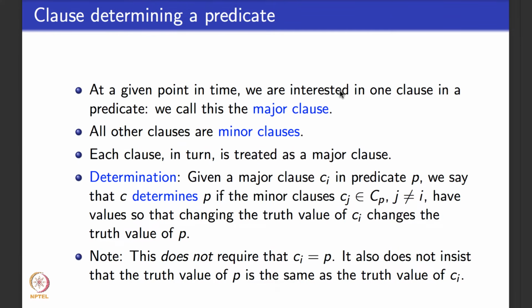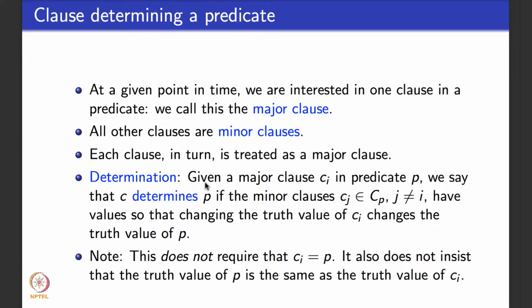So at any given point in time, we are interested in one clause. We call it the major clause, and the rest of the clauses are called minor clauses. And then we test how this major clause that we have fixed determines the predicate P. After finishing this test, we pick up another clause from the predicate P, call that other clause the major clause, and the remaining clauses, including the one we picked first, become minor clauses. So each clause in turn will be treated as a major clause.